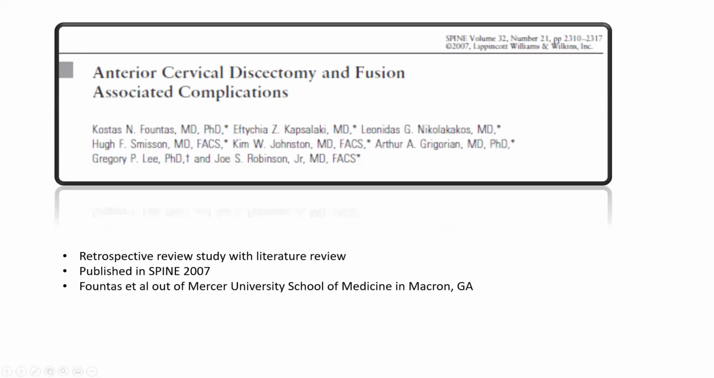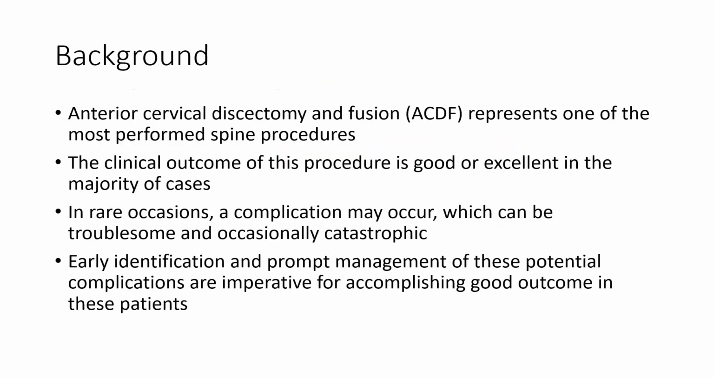All right, so to get things started, the first paper, Anterior Cervical Discectomy and Fusion Associated Complications. This is a retrospective review out of Mercer University School of Medicine in Macon, Georgia, published in the Spine Journal in 2007. What these authors looked at was a series over 3 years of 1,015 patients who underwent a first-time ACDF, 1 level, 2 level, or 3 level for cervical radiculopathy/myelopathy. They used an anterior approach, and their goal was to report the complications that they saw in these patients.